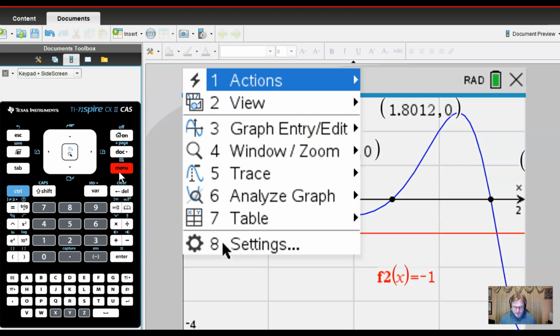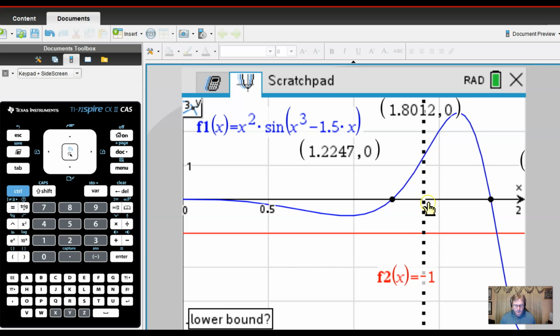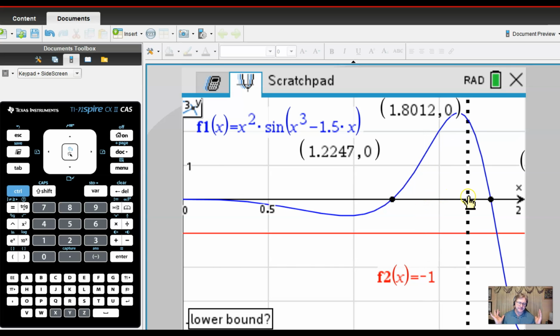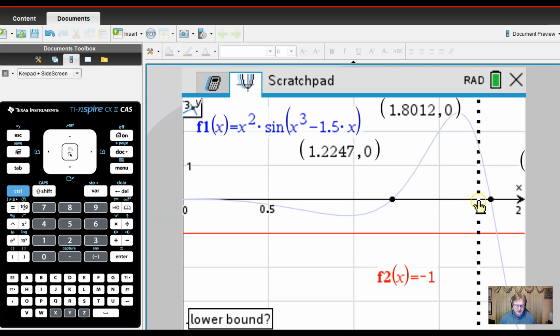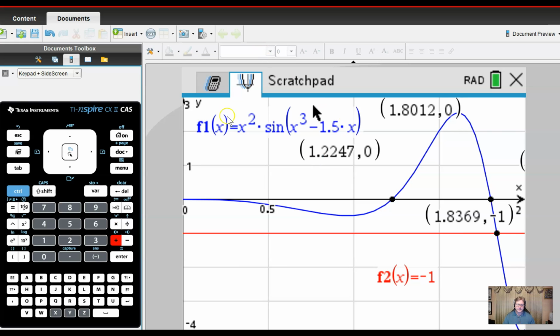So if I go into menu, analyze graph, we're now looking at intersection. We would choose the lower bound, there's only 2 graphs here. Those must be the 2 graphs we're finding the intersection from. So I'll click there, move it to the right, hit enter, or click my mouse here again, and that would be my intersection. And of course I can add more decimal places, and there it is, 1.836, or you could say 1.837.